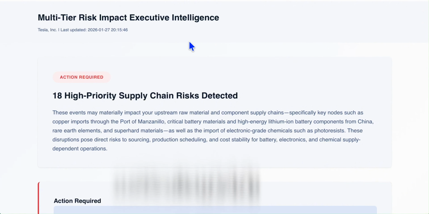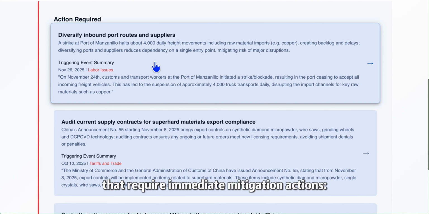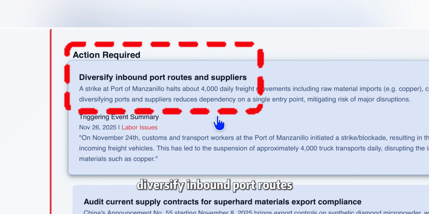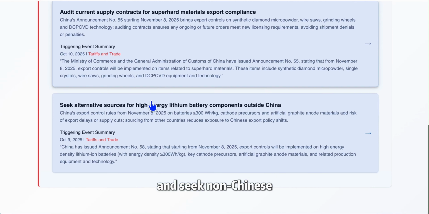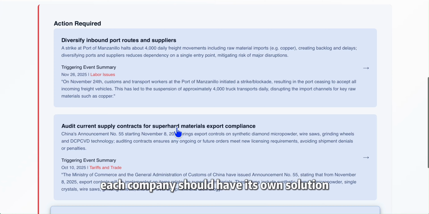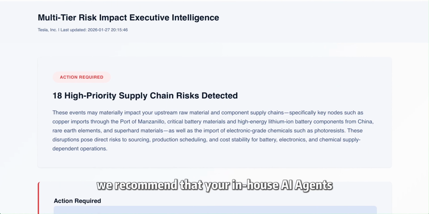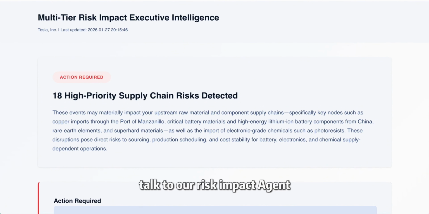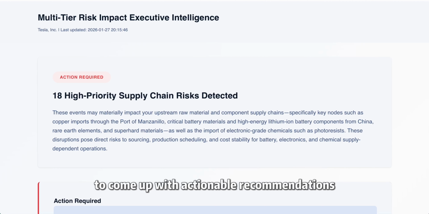From here on, our AI listed 3 supply chain risk events that require immediate mitigation actions. Diversify inbound port routes, strengthen compliance requirements for superhard materials, and seek non-Chinese high-energy lithium battery suppliers. While we believe each company should have its own solution to supply chain risk events, again, we recommend that your in-house AI agents talk to our risk impact agent through our A2A platform to come up with actionable recommendations.